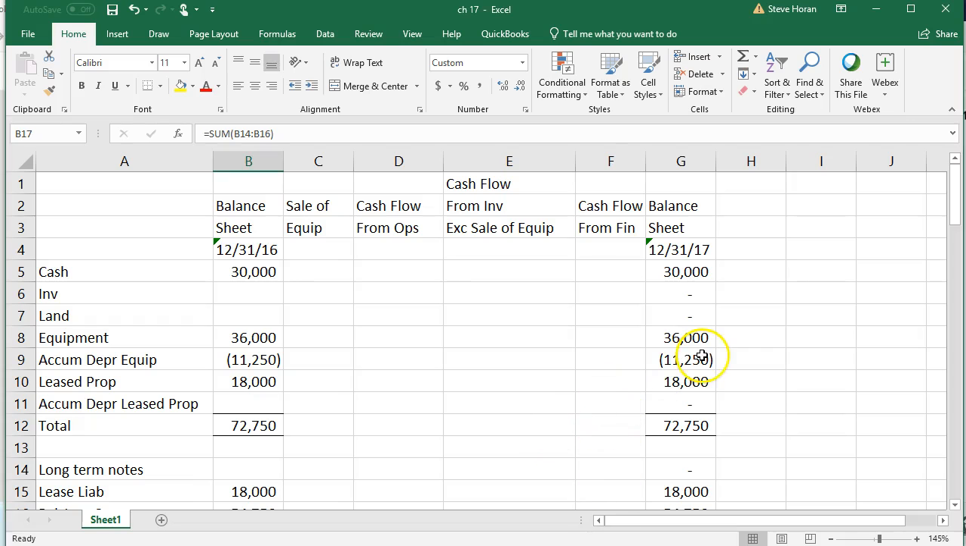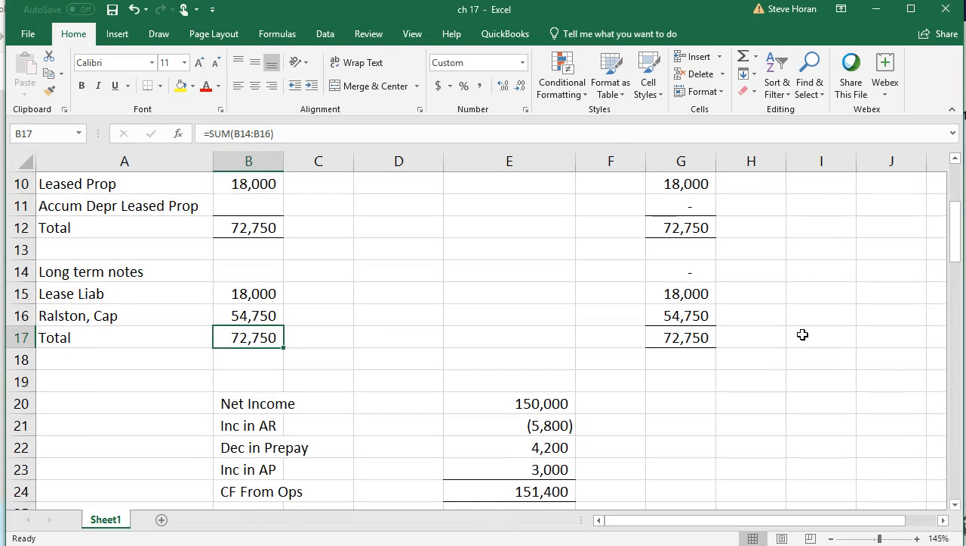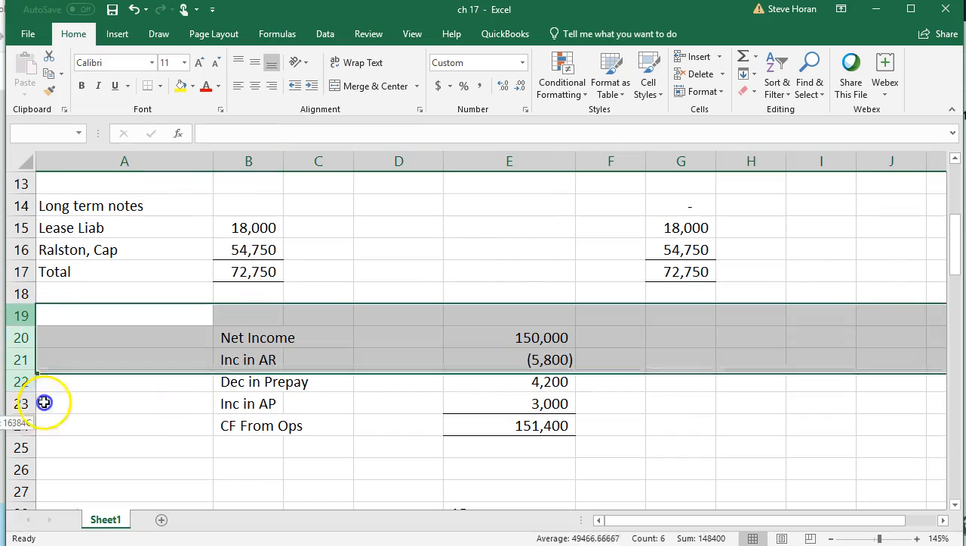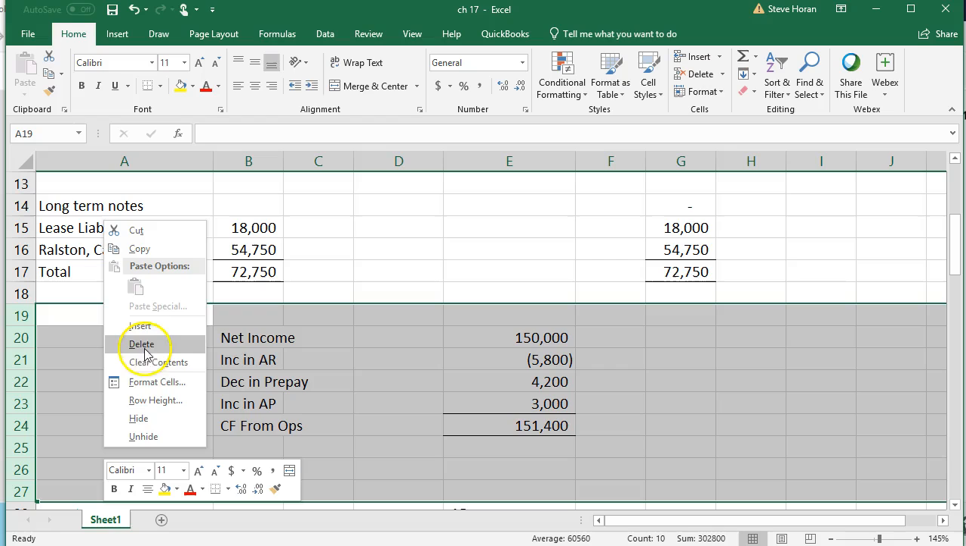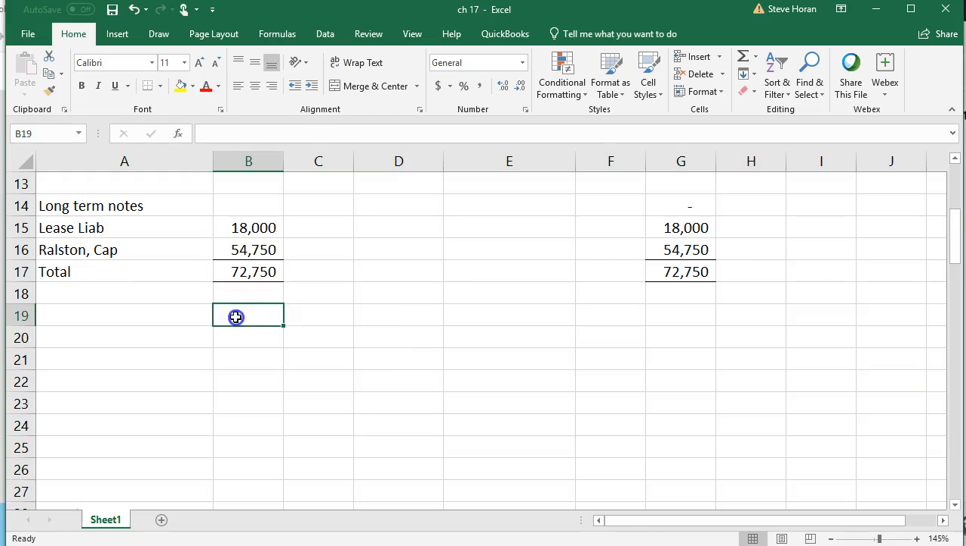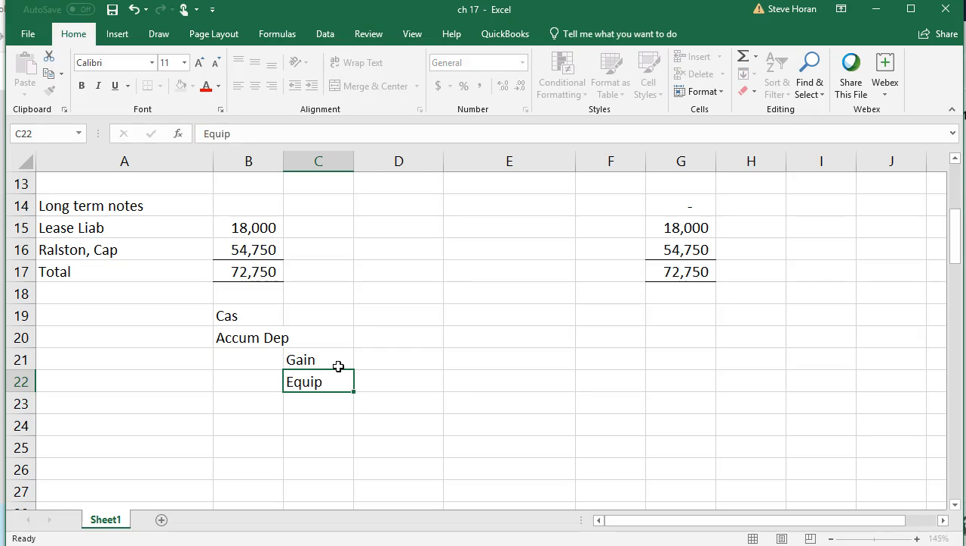So let's go back to here and make a journal entry to do that. I'm going to insert some rows here to make myself some room. Let's figure out a journal entry for that. I'm going to have a debit to cash, a debit to accumulated depreciation, and then we'll have a credit on the gain and a credit to equipment. And again, they don't always tell us everything. We have to back into things every so often.